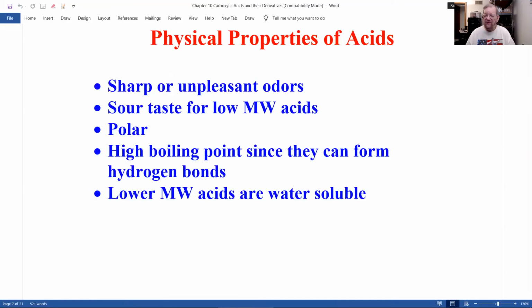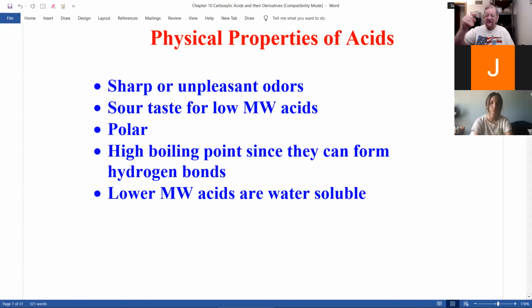Now, the following slide, click the switches. Will this ever be on a test? No. Now, certain carboxylic acids, usually the shorter chain, low carbons, have sharp and unpleasant odors. The smaller MW, molecular weight, acids have a sour taste. How many of you have done shots of vinegar? None.